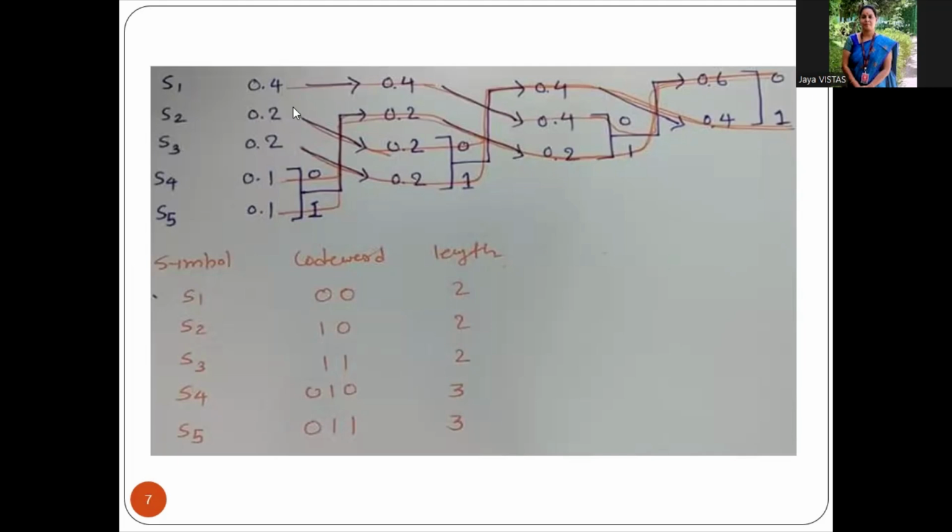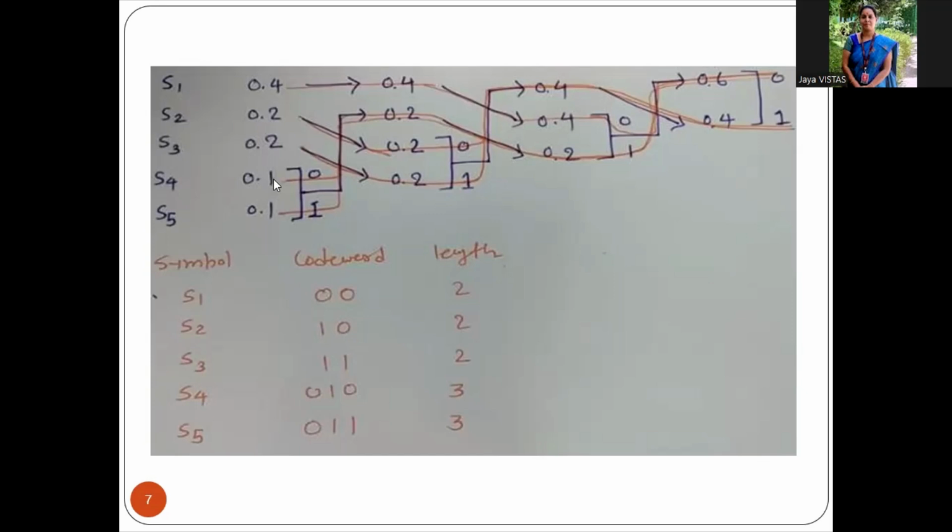So for symbol 1, with 0.4, the code is 0, 0. Then S2: it comes here, down, so the code word is 0. Then it goes to here, and here it is 1. So 0, 1, and we can write it as 1, 0, 1. But here the MSB is first and the LSB is next, so we can change the code word to 1, 0. Then S3 is 0, 1, then it goes to here, 1, 1. Once you change the code word, 1, 1 is 1, 1 only.